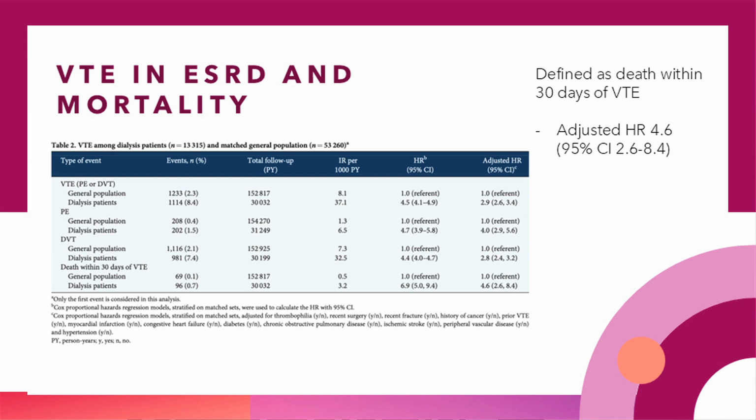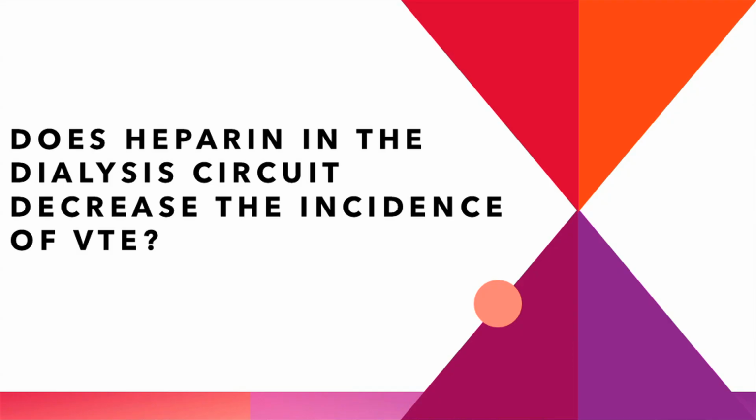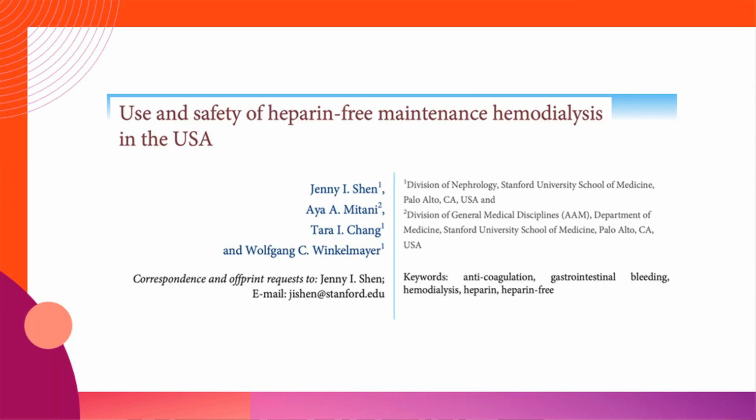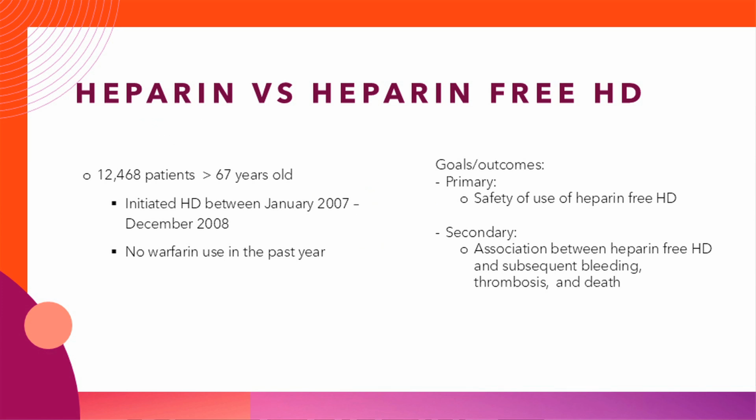Okay, and now looking at the other part of this myth, which is: does heparin itself in dialysis decrease the events of VTEs? Does this cause a systemic anticoagulation? There was a study done at Stanford in 2013 studying the safety of heparin maintenance in dialysis, mostly looking at patients at increased risk of bleeding, but they also had a secondary outcome looking at thrombosis. They had 12,000 patients who were not on warfarin in the last year, and they were followed until January 2010.